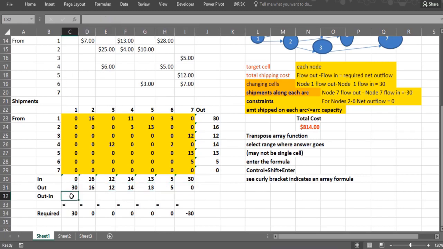So now we can say the flow out minus flow in. Flow out minus flow in. Okay, and this happens to be the right answer, but we'll change it.